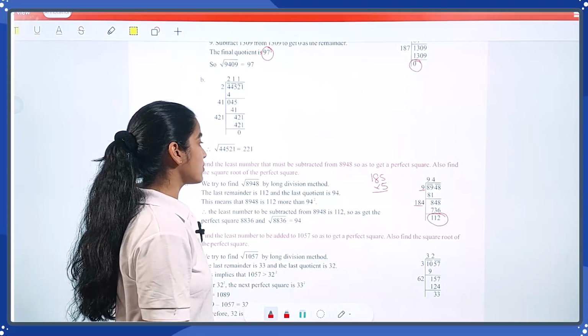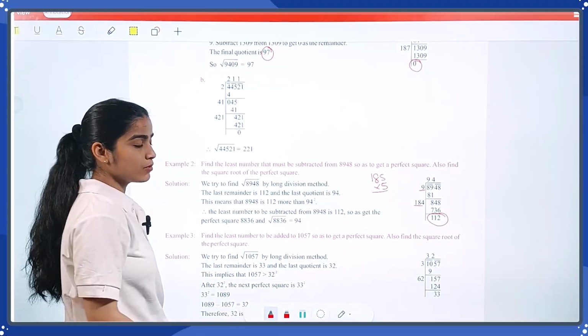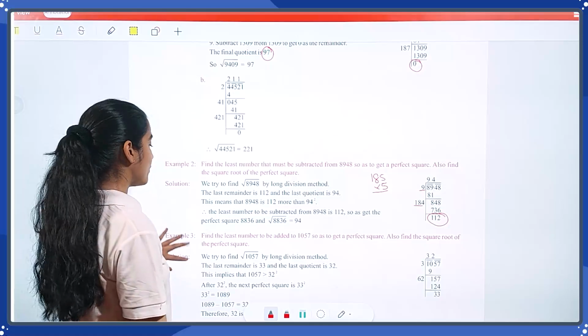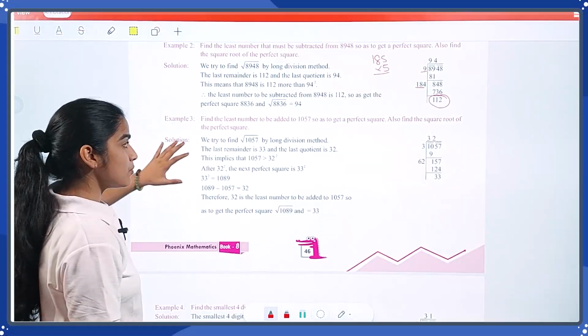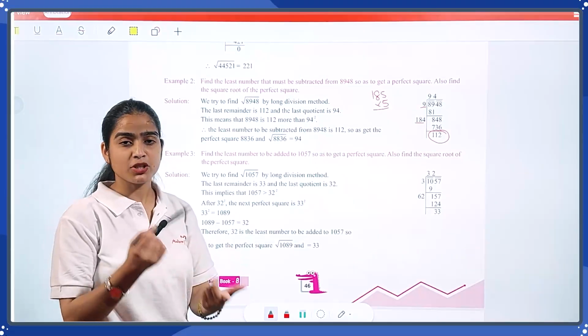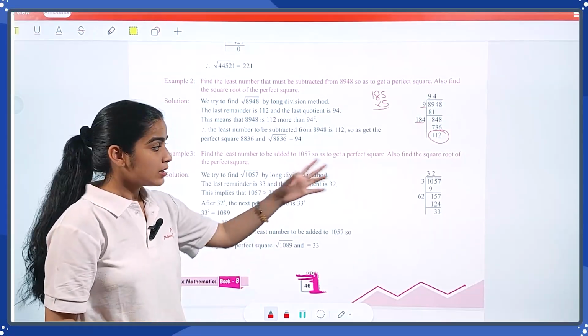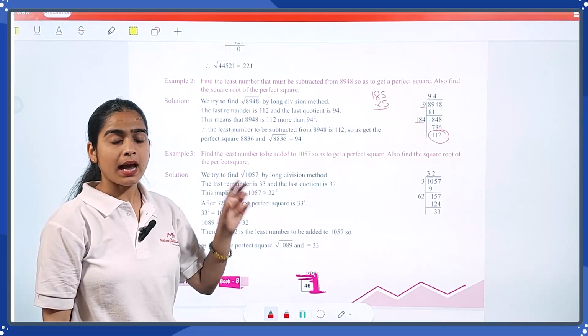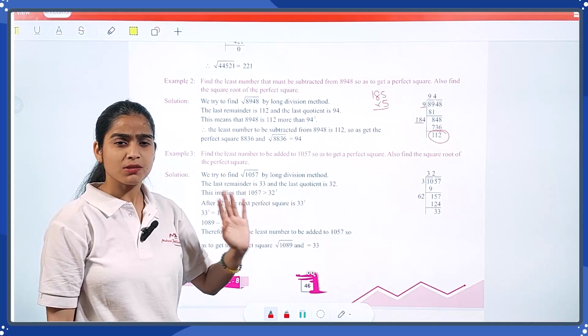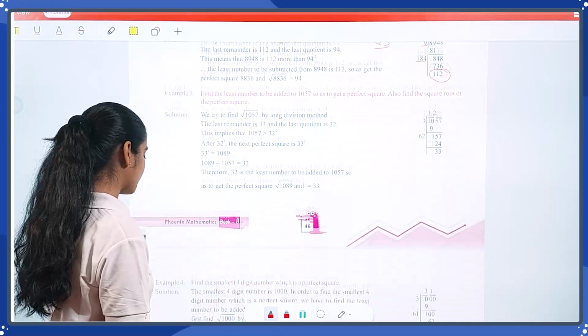So this is the number which we have to subtract from the given number to convert it into a perfect square. Now for the least number to be added, the procedure is the same. The remainder you have, rather than 0, you just have to put that number at the place of multiplication, division, subtraction or addition. That's it.